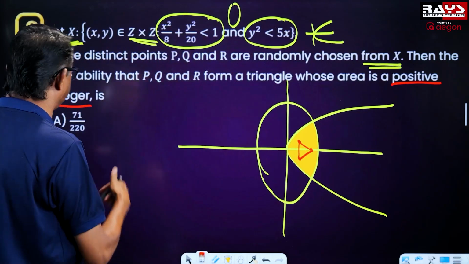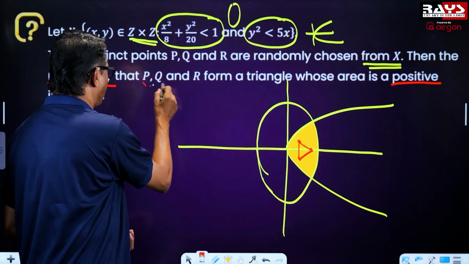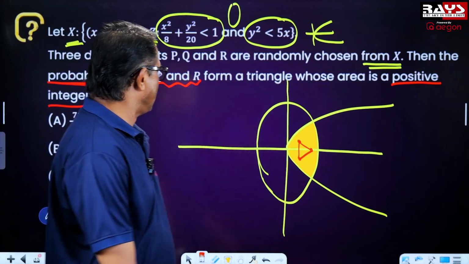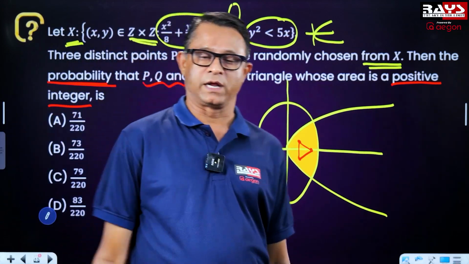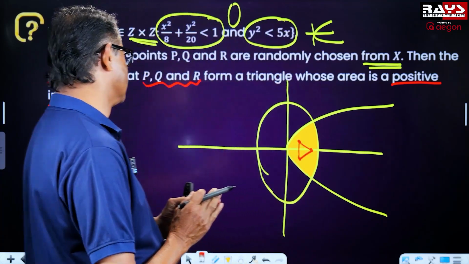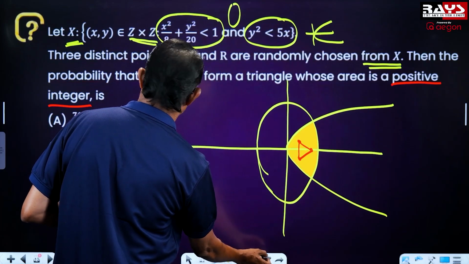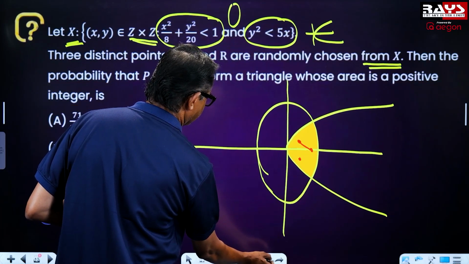We have to find the probability that P, Q and R form a triangle whose area is a positive integer. Okay, positive integer. So that is what we have to consider. So let us see how this problem is done.